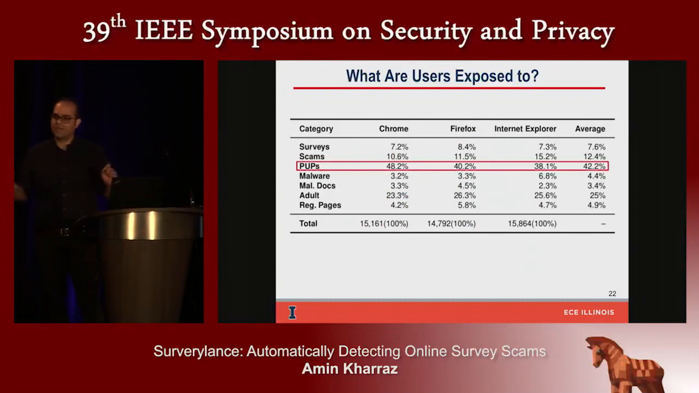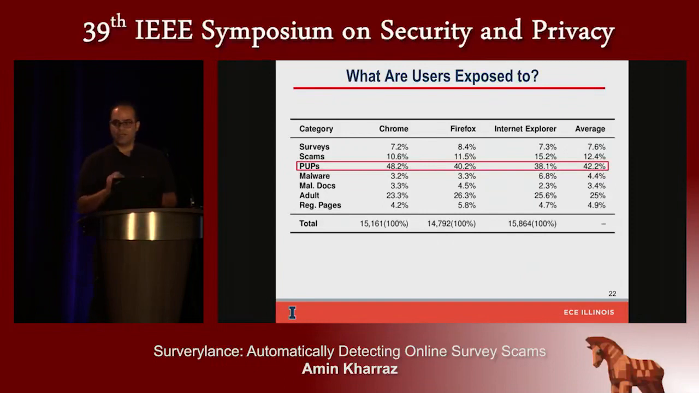We performed an analysis on all the 131 cases that we were able to analyze. We defined 7 different categories, and we found that potentially unwanted programs is the top category with a wide margin. Around 42% of the cases, the users were redirected to a page to download a potentially unwanted program. This result is actually in line with prior work in this area that was published at NDSS in 2016.